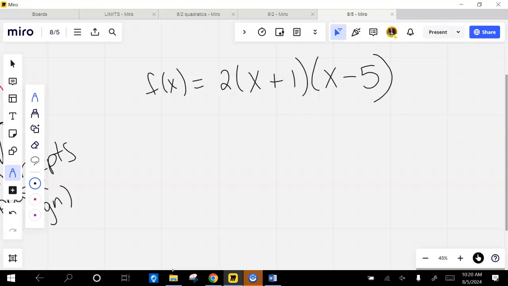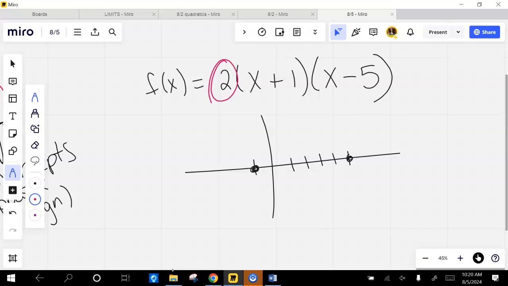You're exactly right. Whatever else about this graph is happening, I know it's crossing the x-axis at -1 and +5. I also know, based on my A, what does this tell me? Up, skinny, right? Without doing any math whatsoever, I've got a lot of information about this graph. Does that make sense now?